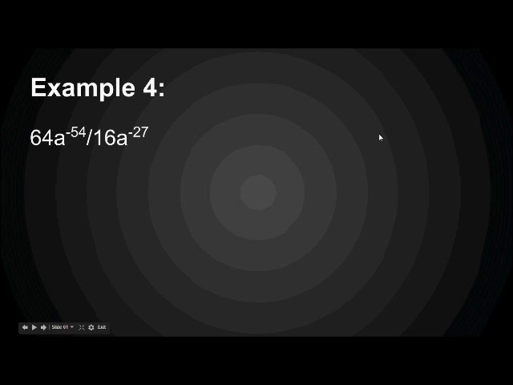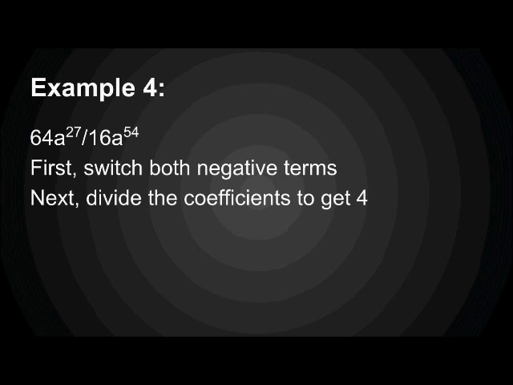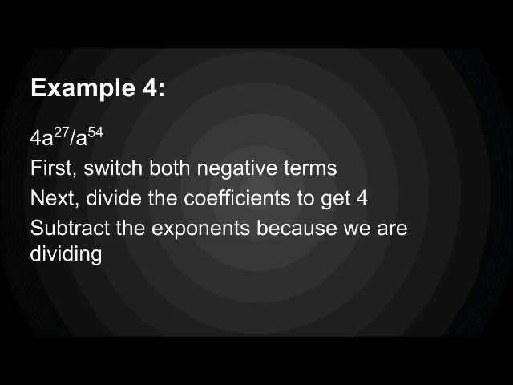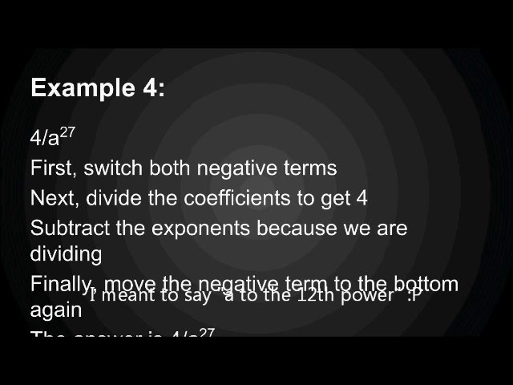Example 4, 64a to the negative 54th divided by 16a to the negative 27th. First you will switch both the negative terms, next you'll divide the coefficients to get 4, and then you'll subtract the exponents because we're dividing, and finally you'll have to move the negative term to the bottom again since it's negative again, and the answer is 4 over a to the 27th.